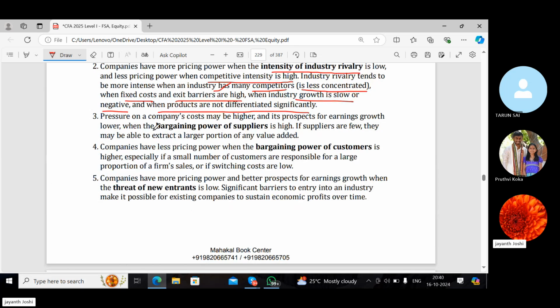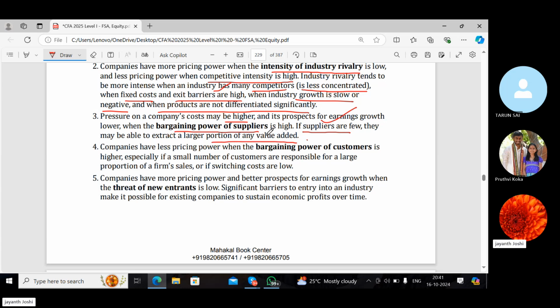Pressure on companies' costs may be higher when there is bargaining power of suppliers. That means suppliers want to sell the raw material to the firm at a higher price. So when they quote higher prices, you get the material at higher cost. When you get the material at higher cost, you have to sell at higher prices. Also, if there are very few suppliers, then the pricing power is with the suppliers only. So they may be able to extract a larger portion of any value added.